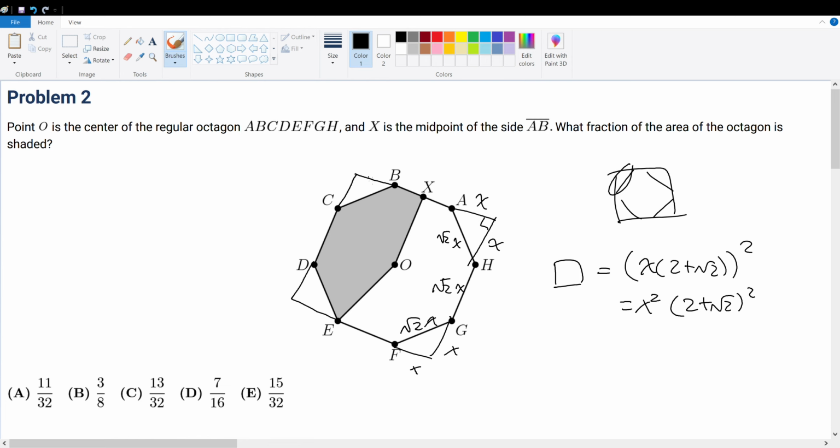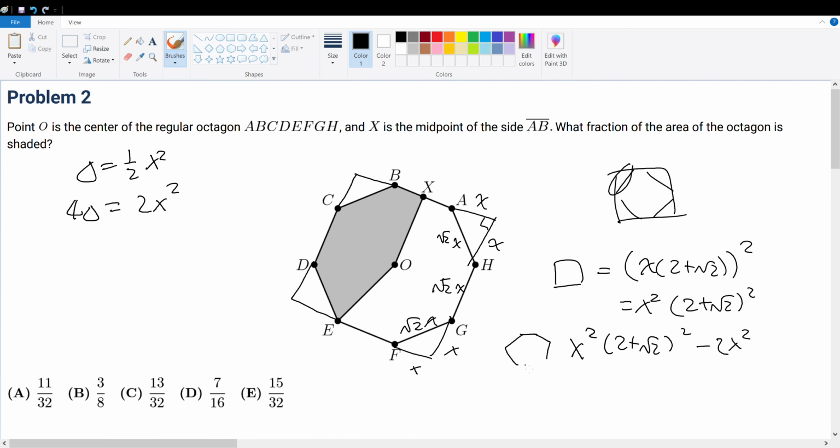Now, we know that we got to subtract out the 4 right triangles to get the area of the overall octagon, right? So that means what is the area of one of the triangles? Well, the triangle area is half times base times height. The base is x, the height is x, so x squared over 2. We have 4 of them, so 4 triangles will be equal to 2x squared. Now, that means we got to do x squared, 2 plus root 2 squared minus 2x squared. What is that equal to? And that is equal to the area of the octagon.